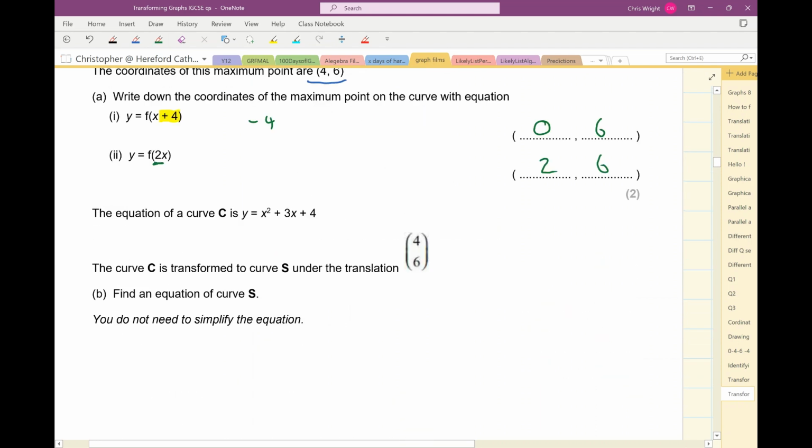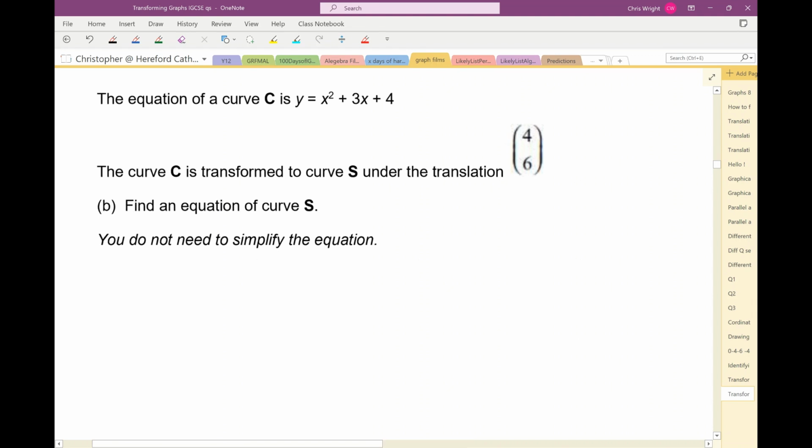Right, moving on. The equation of a curve C is given to us here. The curve C is transformed to a curve S under the translation 4, 6. So the curve moves 4 units to the right, and it moves 6 units up. Find an equation of the new curve. You do not need to simplify the equation.